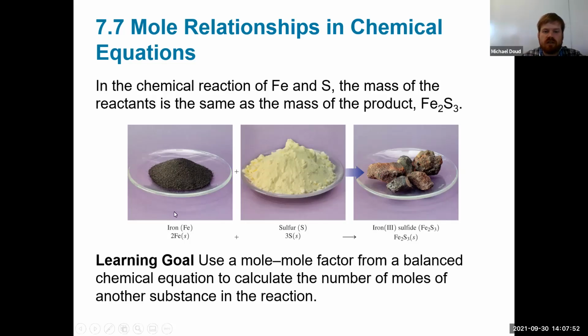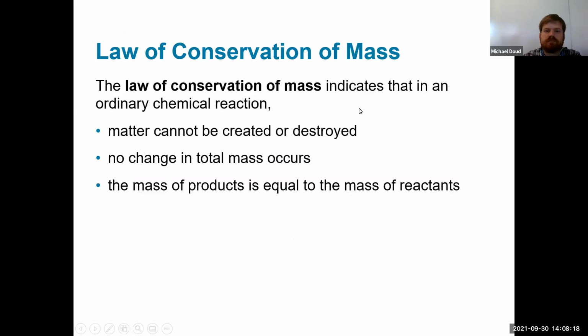So here we go. Starting here, this is just a diagram. This has 2 moles of iron plus 3 moles of sulfur reacting to form 1 mole of iron(III) sulfide. I'm just showing you the relationship here. Basically, the idea is if you add this mass and all of this is used up, and you add this mass and all of this is used up, then you should get the mass of the product. That's what we talked about with the law of conservation of mass in a chemical reaction.